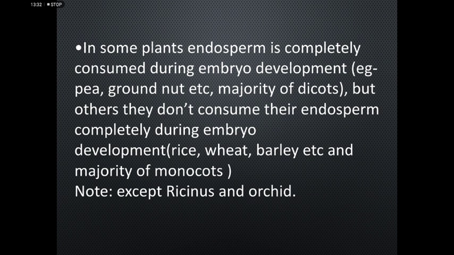For example, Ricinus is a dicot plant, but it shows that the endosperm is not completely consumed. While in the case of orchid, a monocot plant, it does not have remaining portions of endosperm, because the endosperm is completely consumed during embryo development.